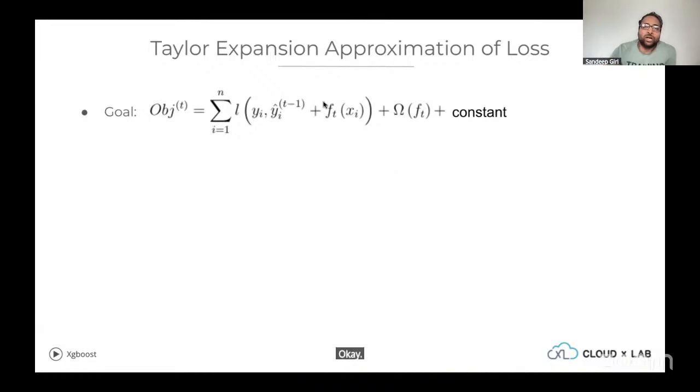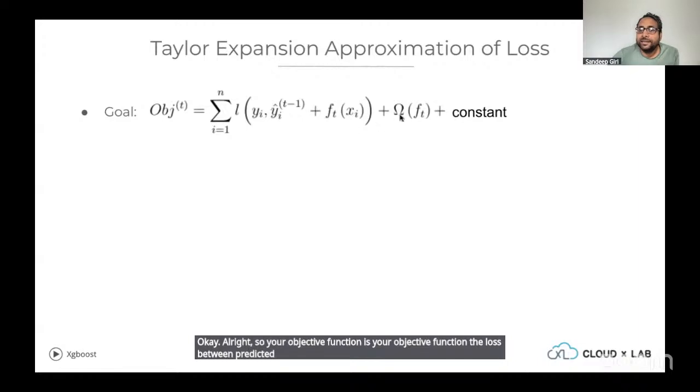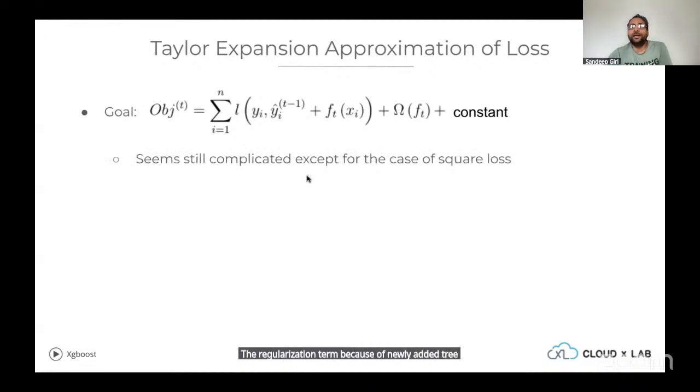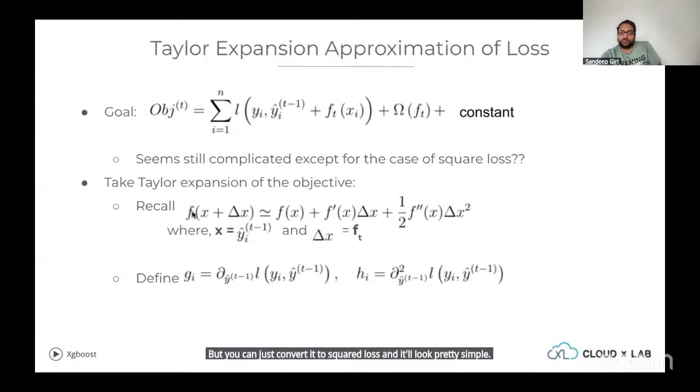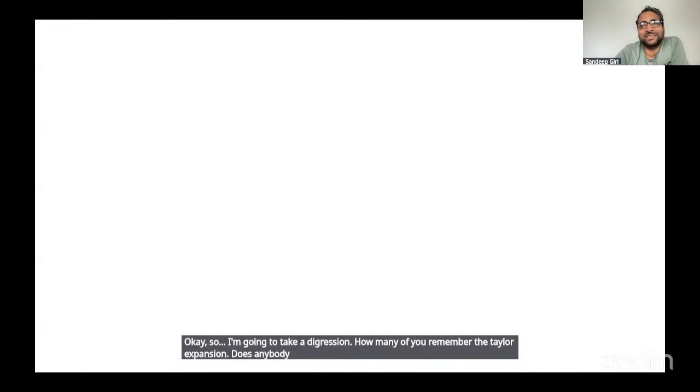All right. So your objective function is the loss between predicted and actual plus the regularization term because of the newly added tree. Okay. Now this may look complicated, but you can just convert it to squared loss and it'll look pretty simple. Okay. Now here, I'm going to take a digression. How many of you remember the Taylor expansion? Does anybody remember Taylor expansion? No?